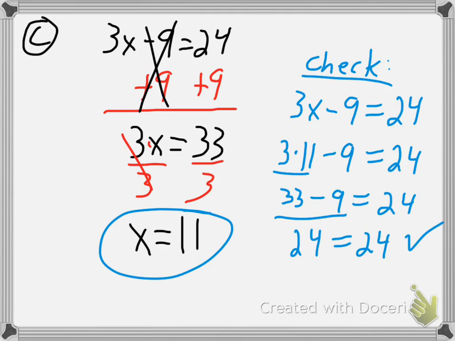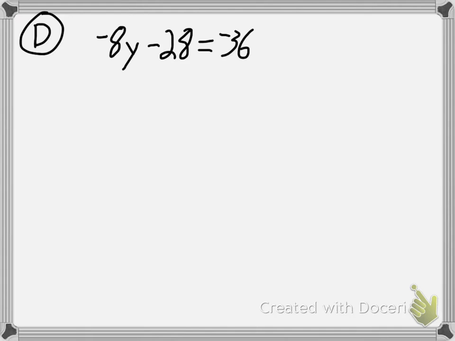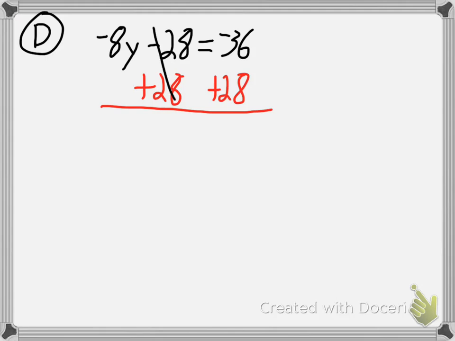Let's do one more example. Example D. Oh, now we got some negatives. Negative 8y minus 28 equals negative 36. I'm going to undo my addition or subtraction first. It's minus 28, so I want to add 28 on both sides. My minus 28 and plus 28 cancel out.